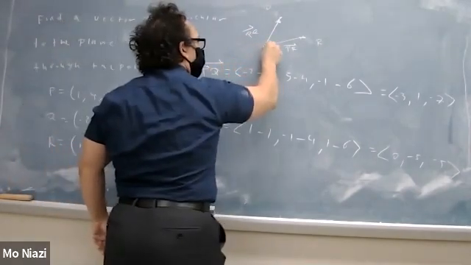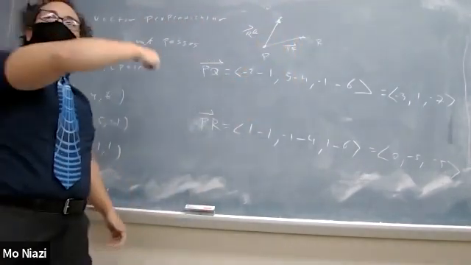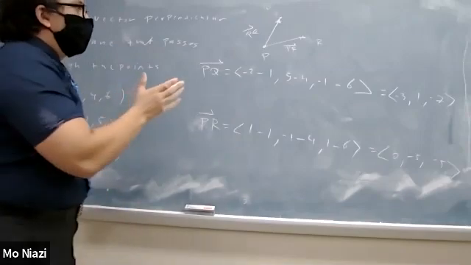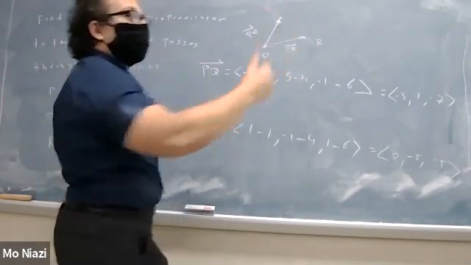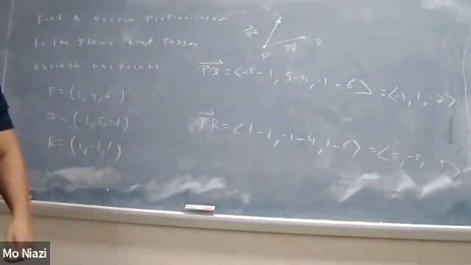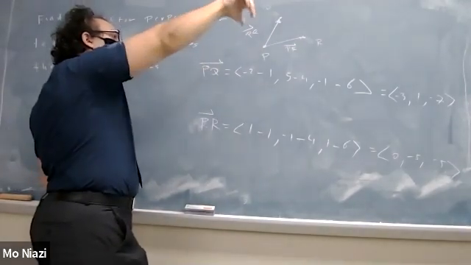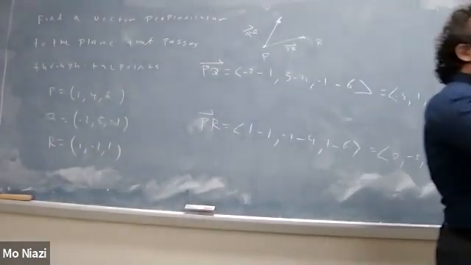So we're going to create a vector here that comes out or goes in, depending on the right-hand rule. Notice that if we do PR cross PQ, the vector will point out at us. But if we do PQ cross PR, the vector will go into the board. Remember the right-hand rule?